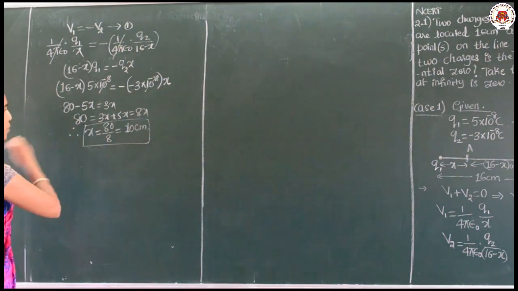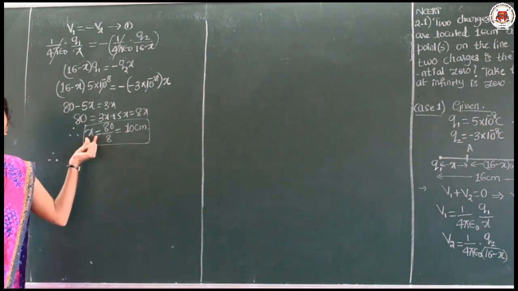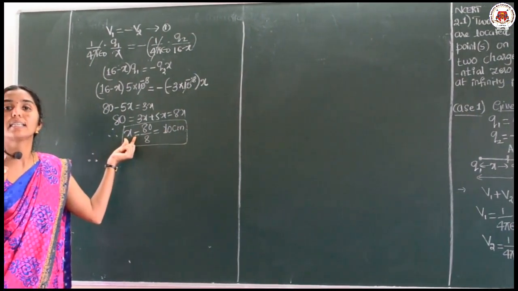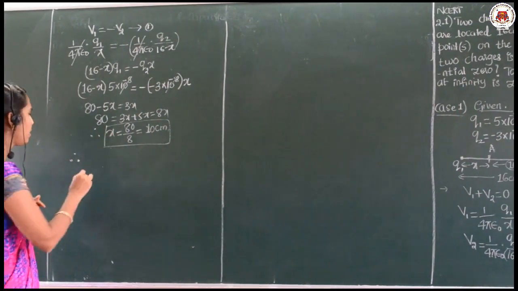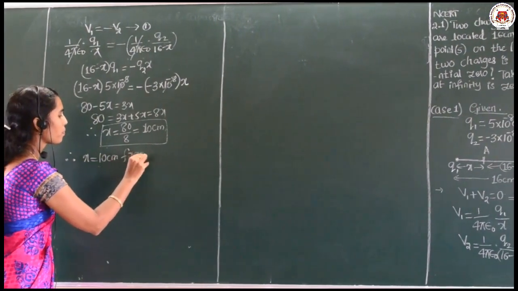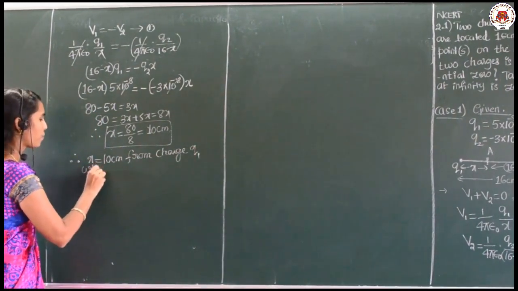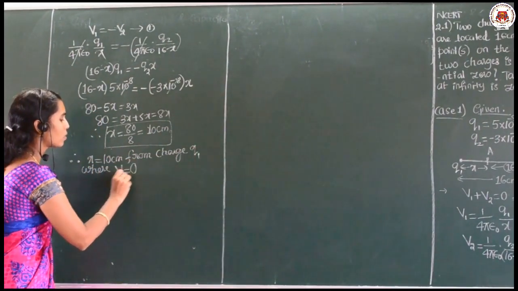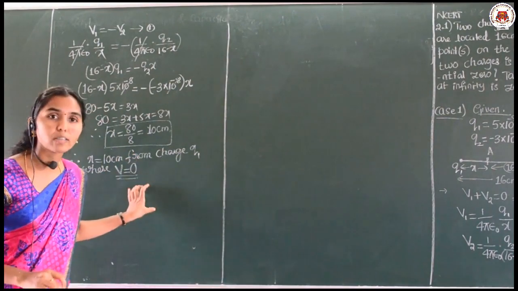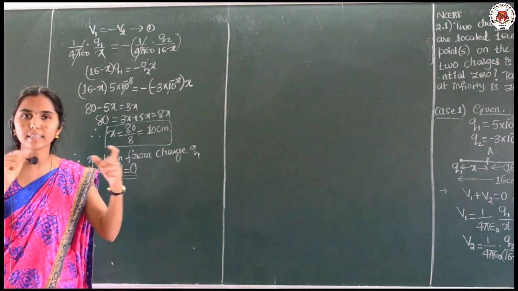10 centimeter. Then what have we calculated? This is the distance from the charge q1 where the potential is 0. Remember children, therefore, x is equal to 10 centimeter from charge q1 where potential V is equal to 0. Is that clear? Yes, this is case 1, when the point was lying between the charges.